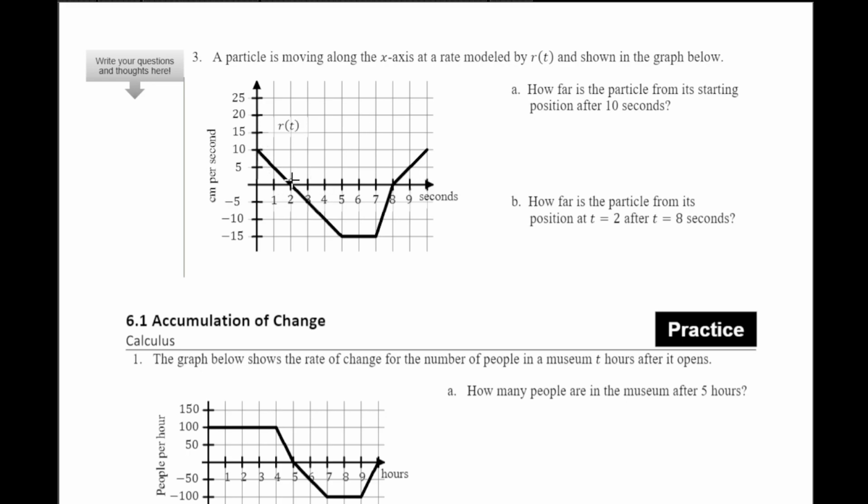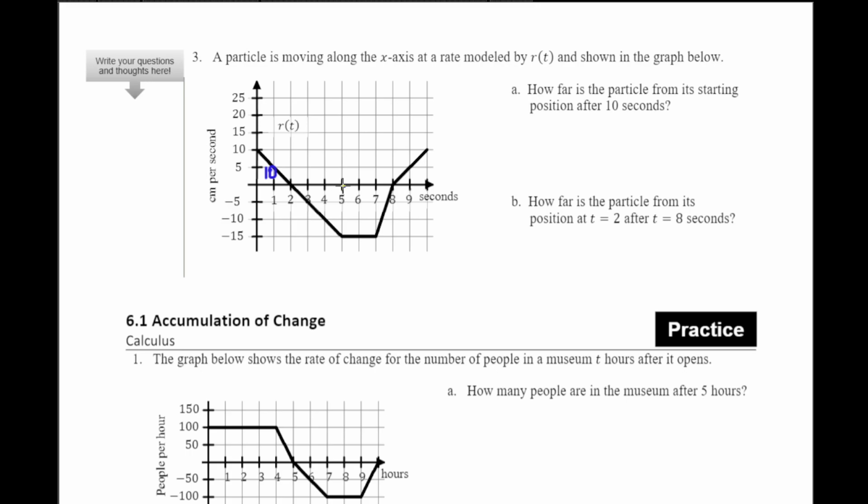Anything that's above the x-axis, you can think about it as moving to the right, and any area below the x-axis represents the particle moving to the left. So we can find all these areas here first. This triangle up here, that's 10 times 2 divided by 2. That's a positive 10.